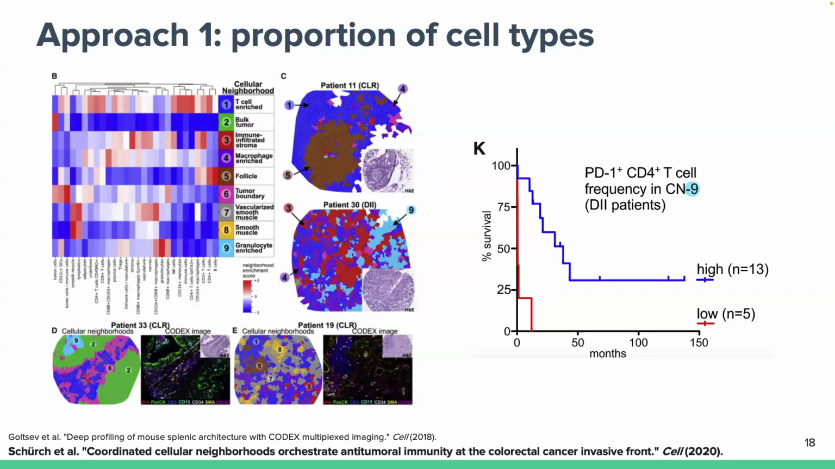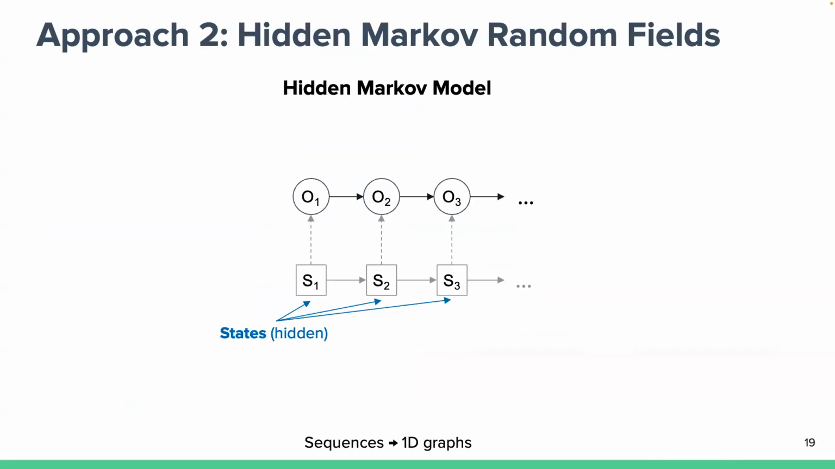they could discriminate the survival of the patients based on the proportion of a certain type of T cells. So PD1 positive CD4 T cells: when they were higher in proportion in that specific domain, they led to a higher survival for patients, while when they were at a lower frequency, this led to a worse outcome. So this was the first approach.